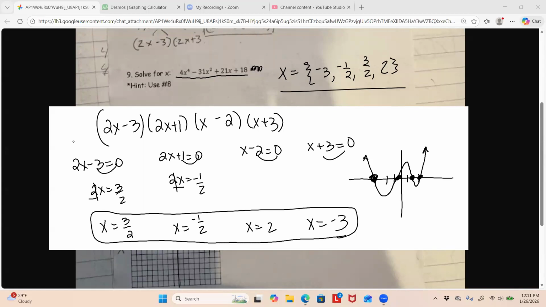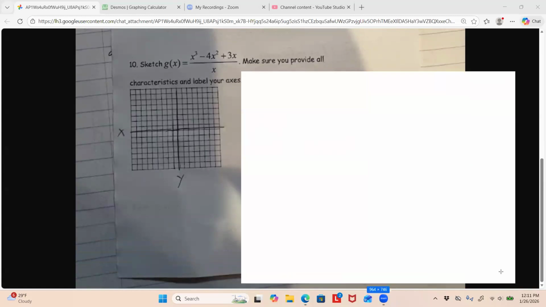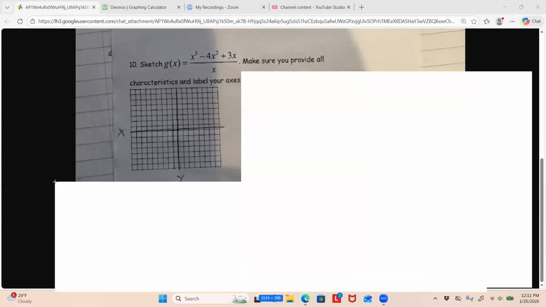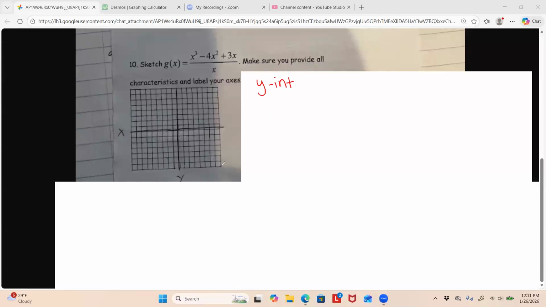Now this is a long process. So just buckle up. Alrighty. There are two things I always do before I factor. I get the y-intercept, which is plug in 0. So this would be 0 cubed minus 4 times 0 squared plus 3 times 0 all over 0. 0 over 0. We cannot divide by 0, so there will be no y-intercept.